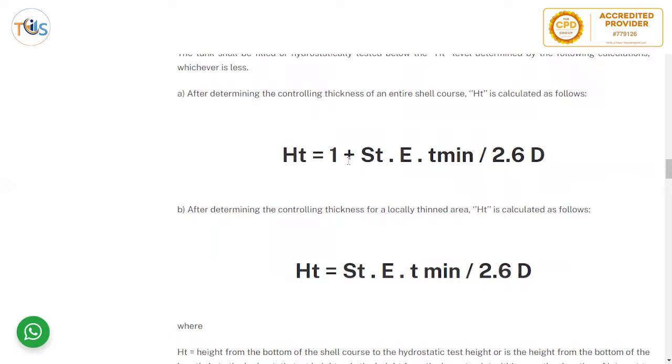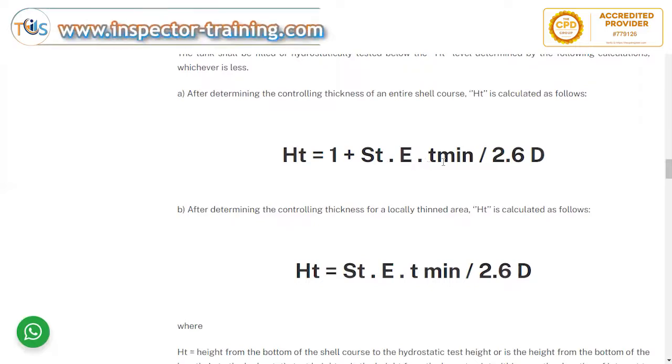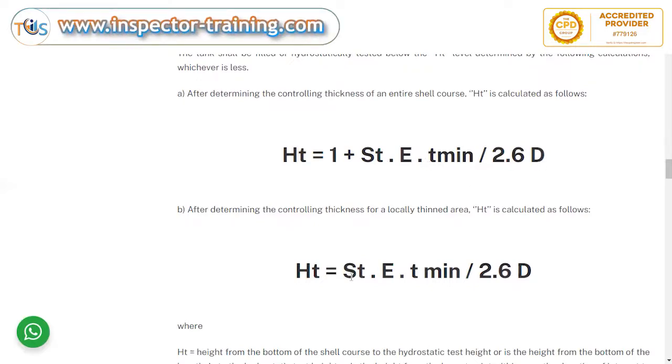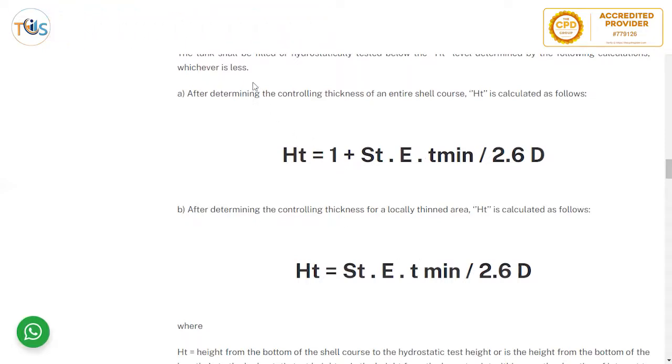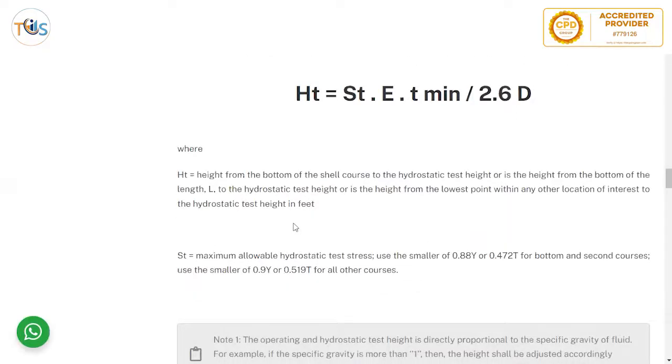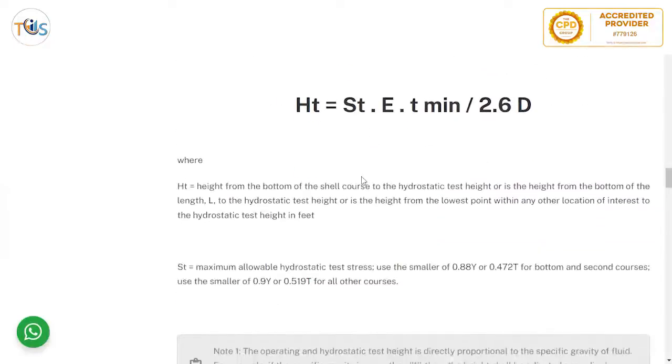For the entire shell course, HT is 1 plus SE, ST, E, T minimum over 2.6 D G. And for a locally thin area, it would be S T E, so there would be no 1 here. You can use T minimum for the entire course and T minimum for the locally thin area and determine the HT in both cases. For the entire shell course, H is from the bottom of the shell course to the hydrostatic test height, the whole test height. If it is for a locally thin area, it would be from that point up to where you fill the water for the hydrostatic test.